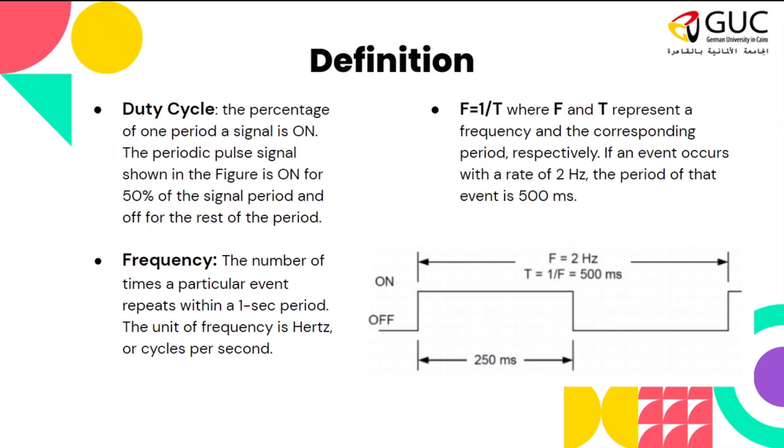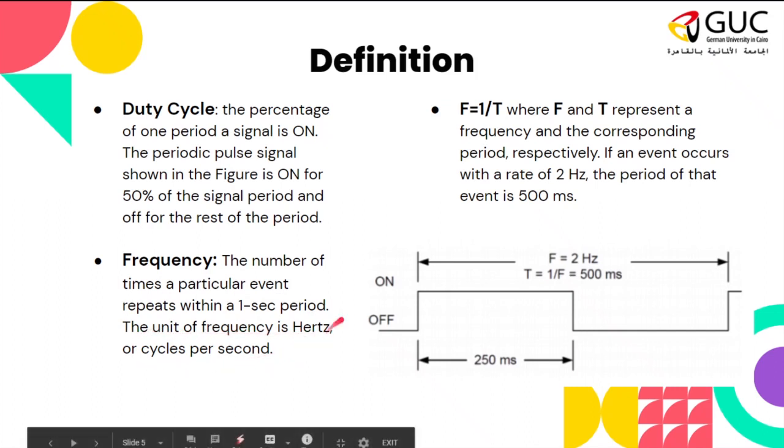Okay. The second definition is the frequency. The frequency is the number of times a particular event repeats itself within a 1 second period of time. It has a unit of hertz, or cycles per second.